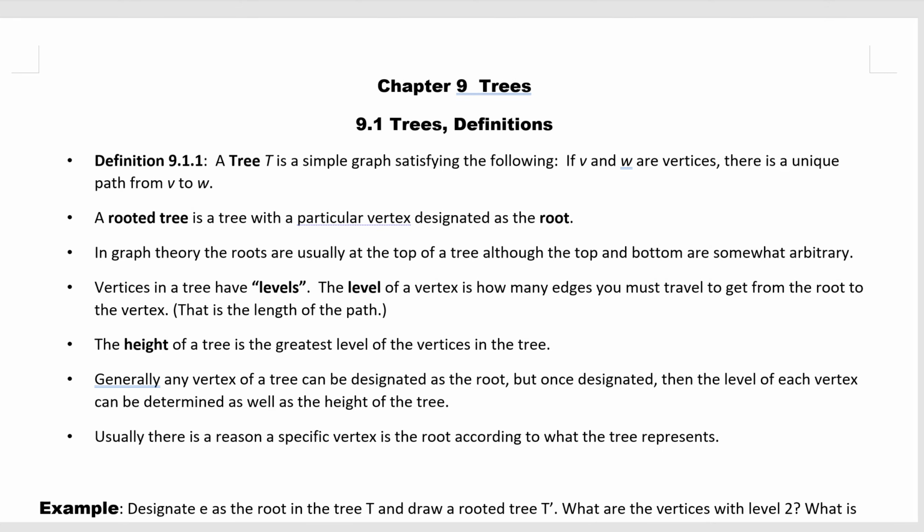Hi everyone. Today let's talk about Chapter 9, Trees. Session 9.1, Trees and Definitions.